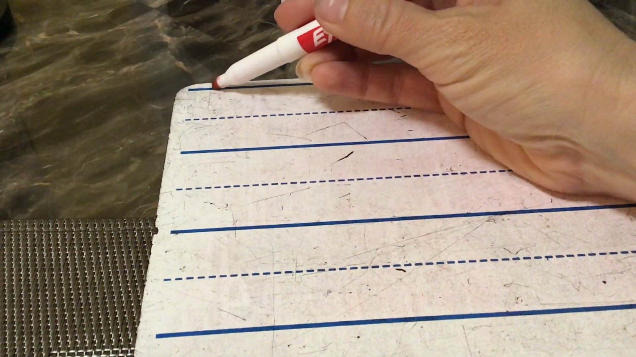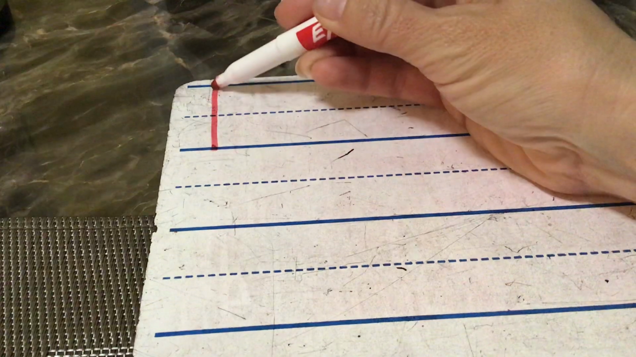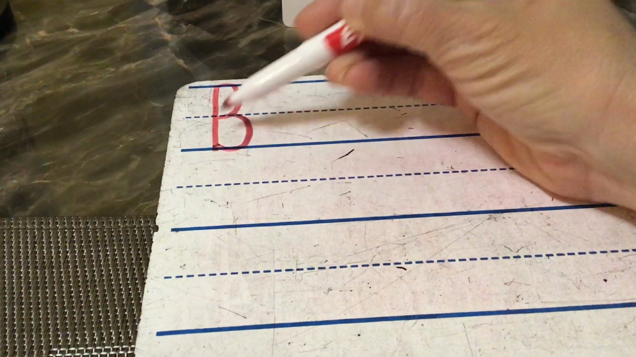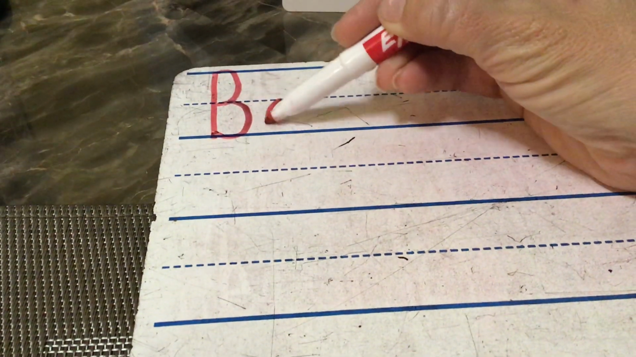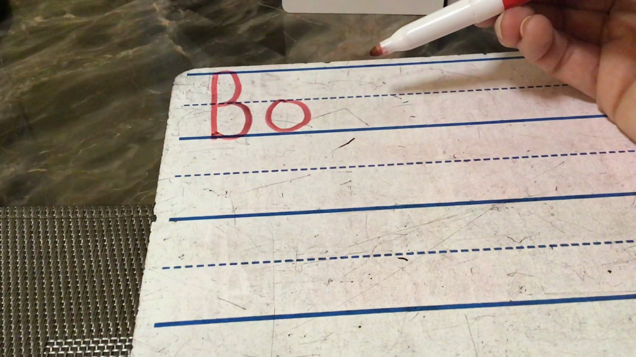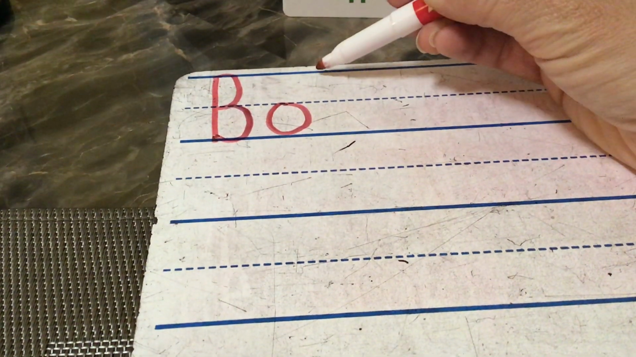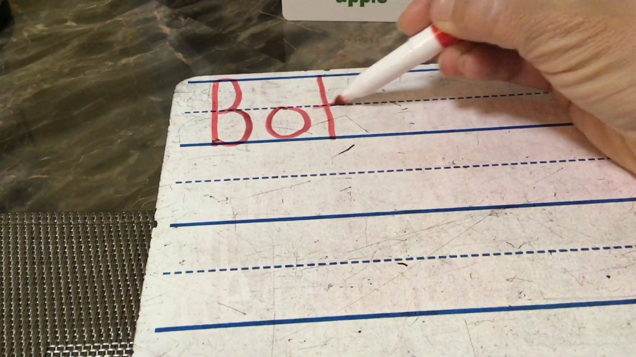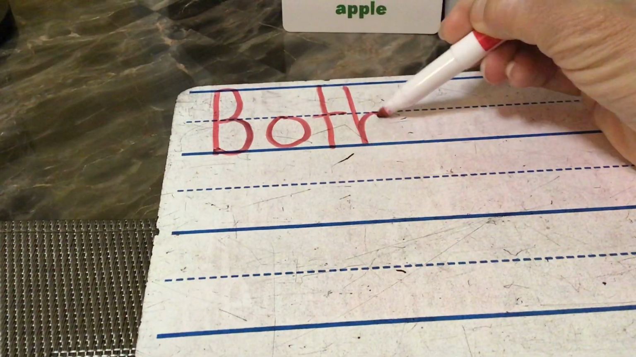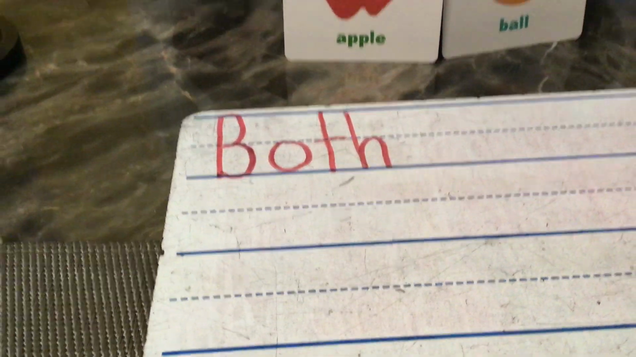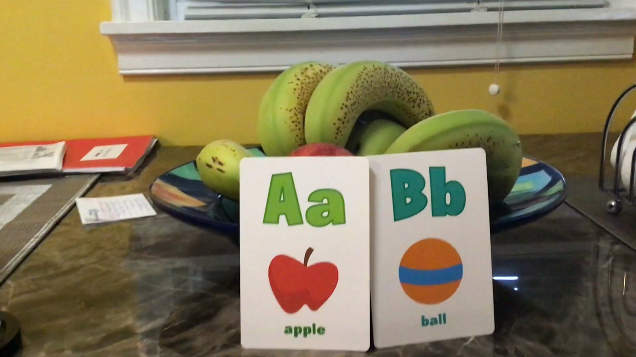So I have to start with a capital B, O, th, th. There's that digraph, TH. Both. All right. Let's go back and look.